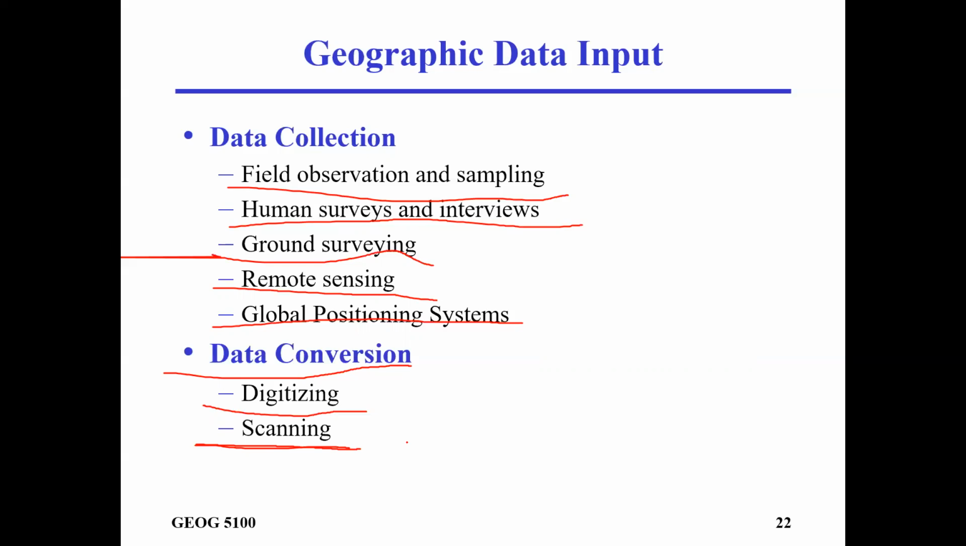Okay, that's all I want to talk about geographic data. And in the next lecture, I'm going to introduce fundamental mathematical notations to prepare you for the rest of the semester. Okay, thank you.